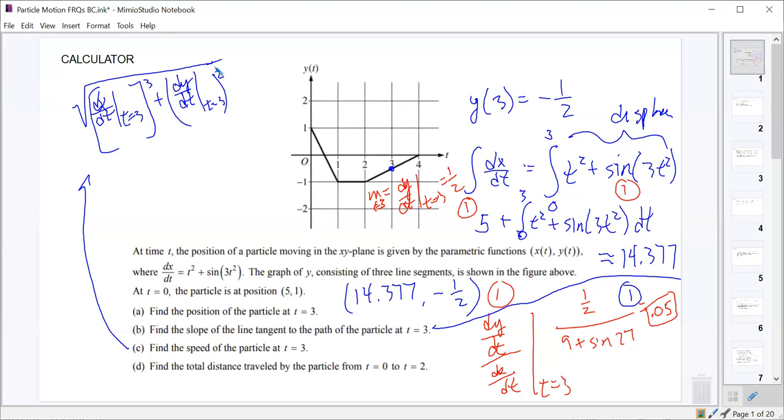And we have all these values. Dx dt at t equals 3 is just that value we got before, square root of 1 over 2 times 9 plus sine 27 squared, and then plus dy dt at 3 was a half, so plus 1/4. And that's probably what you wrote down as your answer for this one, but that approximated out to be 9.969.